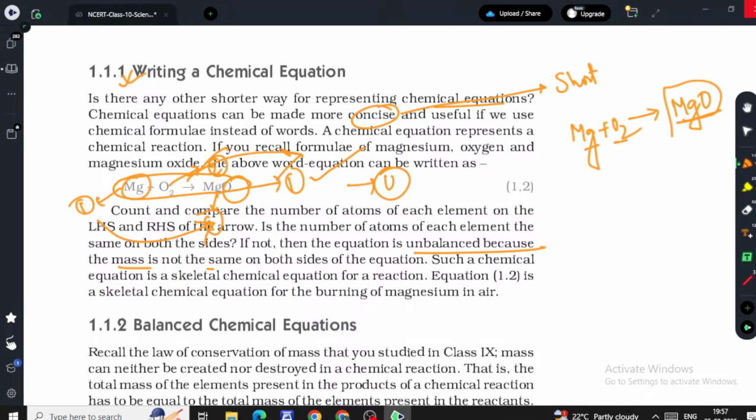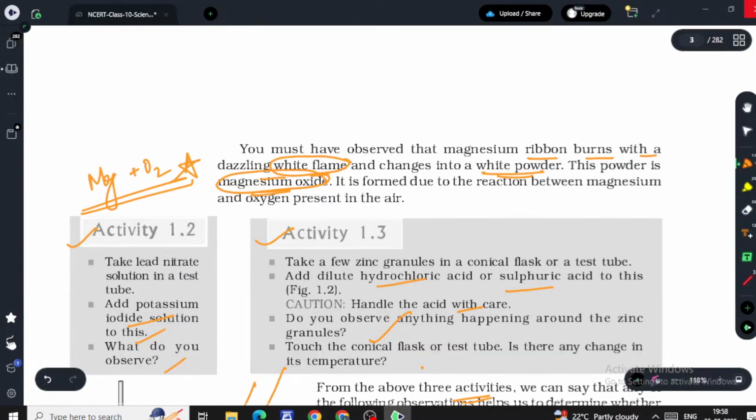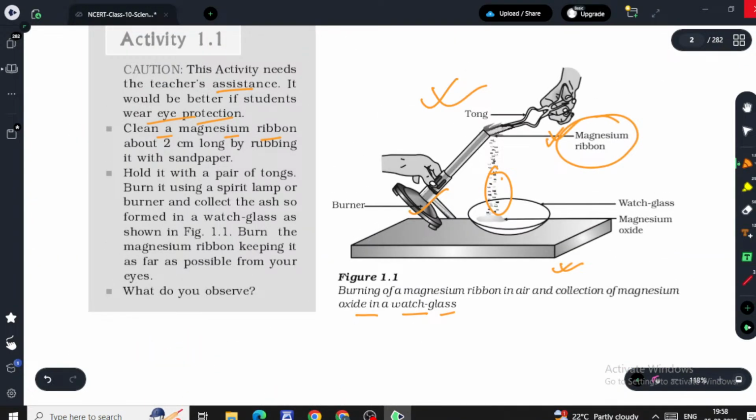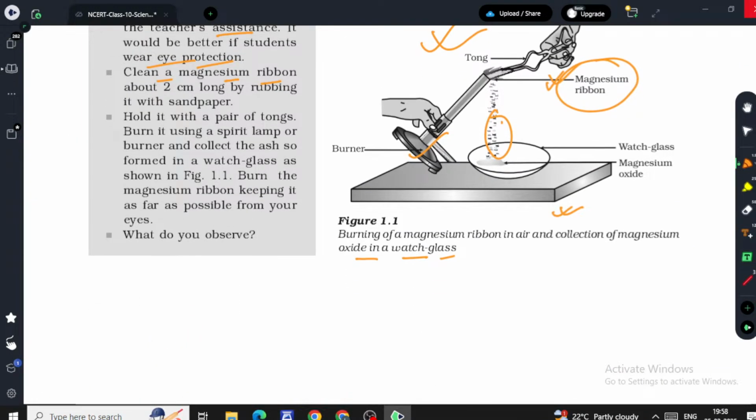Such a chemical equation is called a skeletal chemical equation for a reaction. Equation 1.2 is a skeletal chemical equation for the burning of magnesium in air. This is the equation.